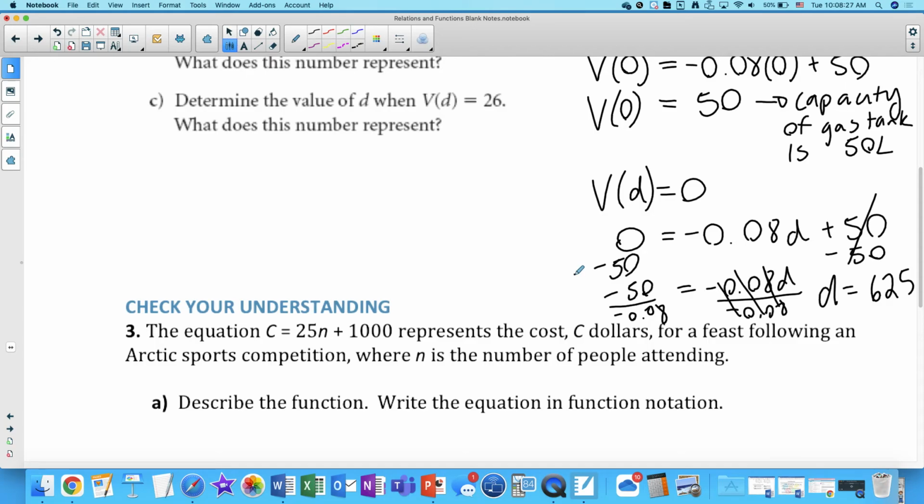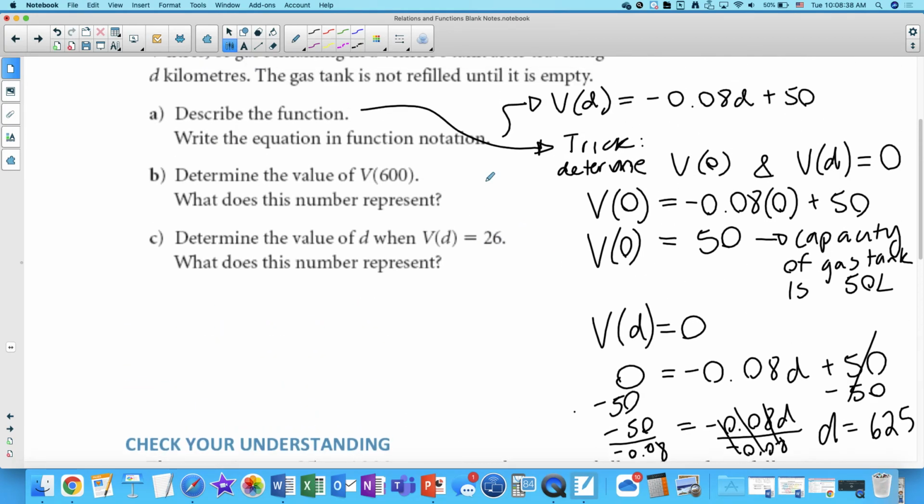The distance is the dependent. Distance is not dependent. So V of D is like the Y, and D is like the X. So the volume of gas in your tank depends on how far you've gone. Does that make sense? The distance you've traveled does not necessarily depend on the volume of gas in your tank.